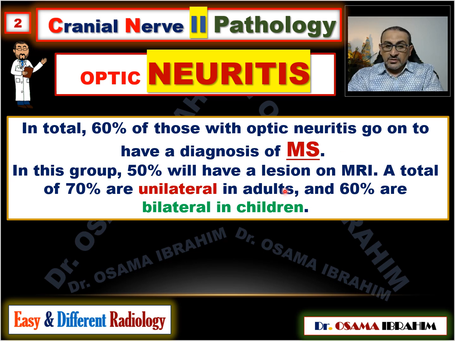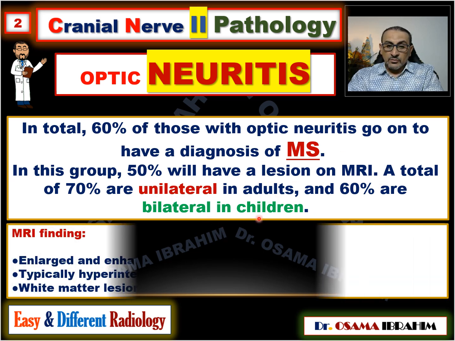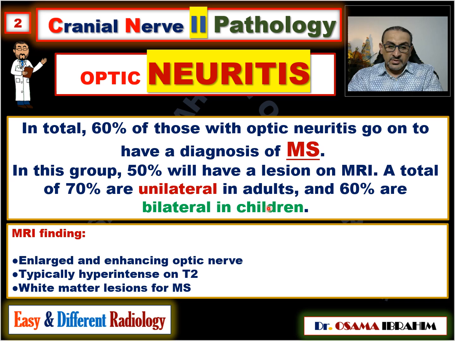MRI is very important for diagnosis. It could be unilateral or bilateral. In children, it becomes bilateral. Look for an enlarged and enhancing optic nerve, typically with hyperintensity in T2, and search for other features of MS in the brain or in the white matter of the brain.